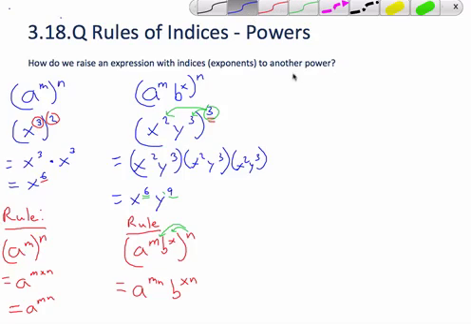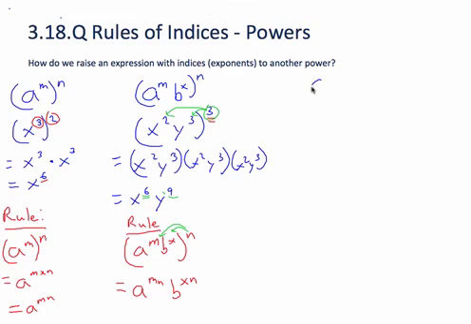Okay, so let's look at another one. Let's look at some fractions. What if we had a out of b to the power of n, where b is not equal to 0, because you cannot divide by 0, so let me just stipulate that.